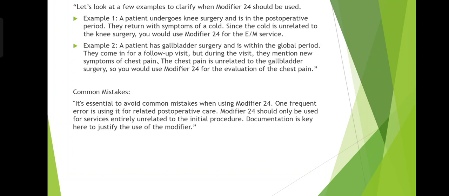So that's it for today's deep dive into modifiers 23 and 24. Understanding when and how to use these modifiers can significantly impact your coding accuracy and ensure proper reimbursement.